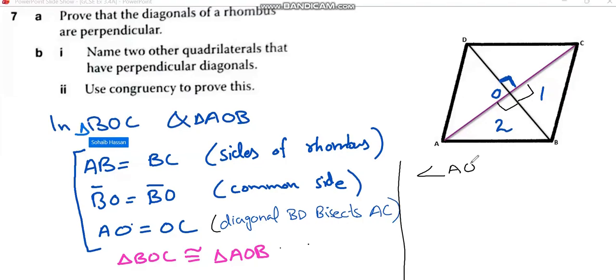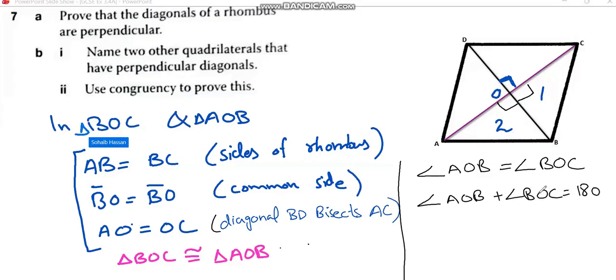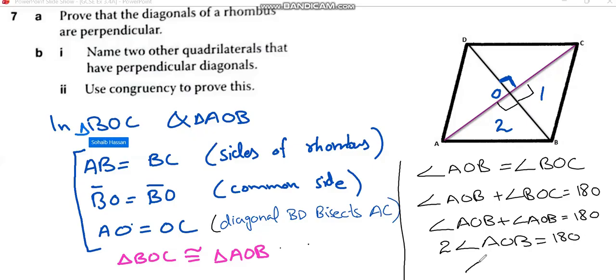So angle AOB should be equal to angle BOC, and also these two angles are on a straight line, so their sum should be equal to 180. So I can write angle AOB plus angle BOC equals 180. I can replace BOC with AOB because these two are equal angles. So if we solve, we can write 2 times angle AOB equals 180. And if we divide both sides by 2, we get the size of AOB as 90 degrees.